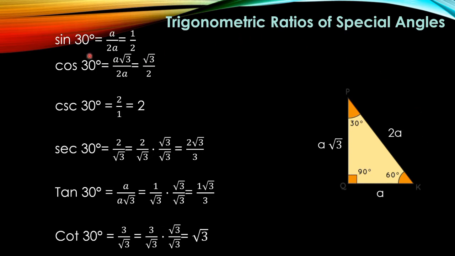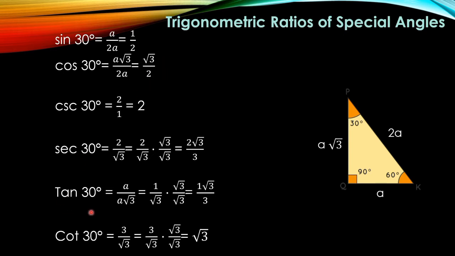So sine 30 degrees is equal to A over 2A. Cancel yung A. So, yung matitira sa taas ay 1. So, that is 1/2. Next, cosine 30 degrees. Cosine is adjacent over hypotenuse. So, that is A the square root of 3 over 2A. Cancel A. So, yung matitira na lang ay the square root of 3 over 2.